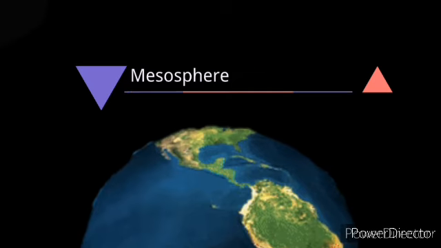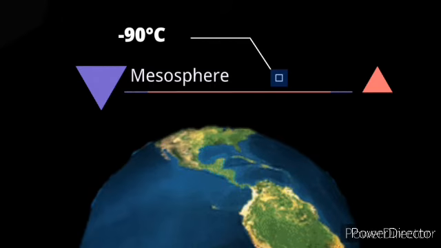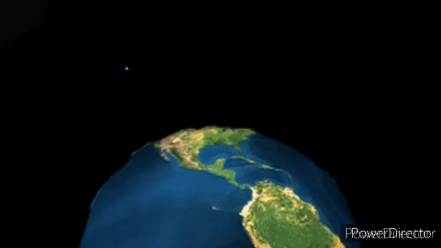Next, we have the mesosphere. This layer or region is above the stratosphere. The temperature drops with height here as well, reaching a minimum of roughly negative 90 degrees Celsius at the mesopause.